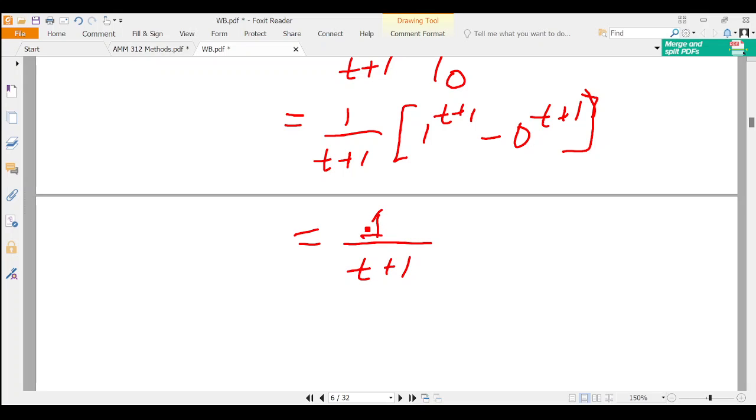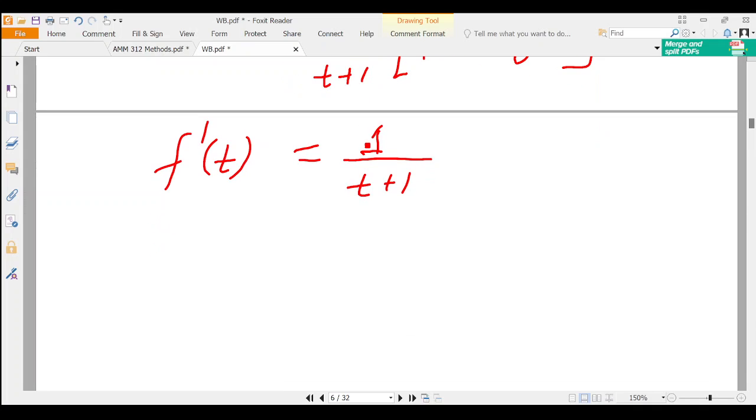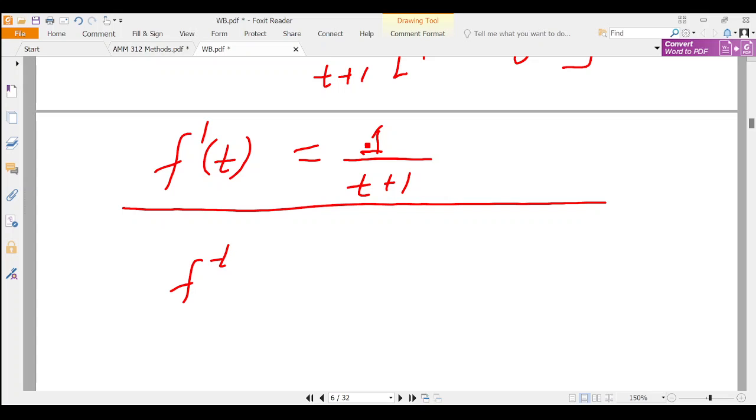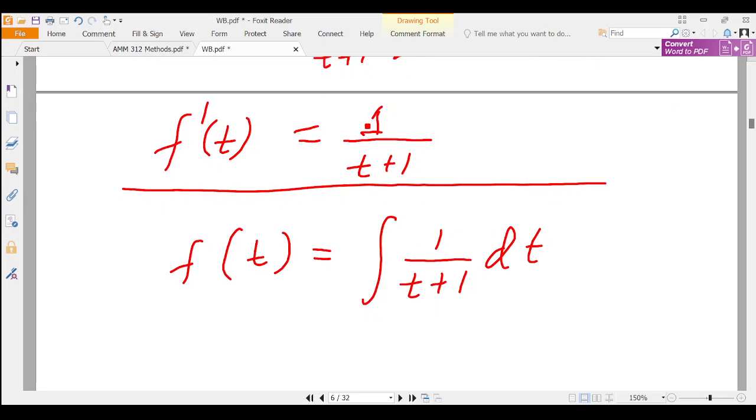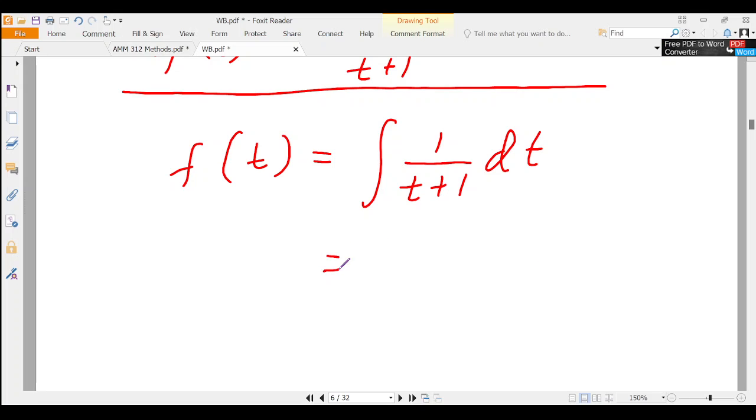So the value of this integral is 1 divided by t plus 1, and this is now f prime of t, which is the derivative. To get f of t, we integrate both sides of this expression. So when we write now f of t, we integrate 1 all over t plus 1 with respect to t. And integration will give us the logarithm of t plus 1 plus some constant we can call c. This is f of t.